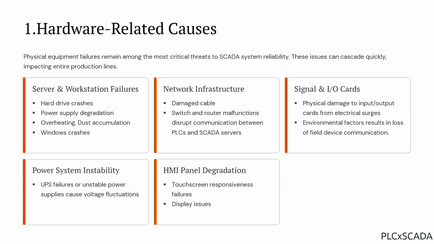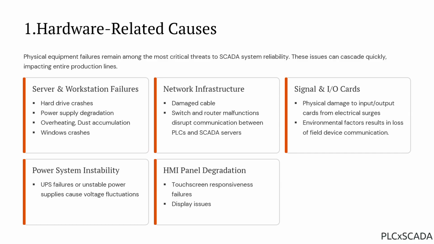The third point is signal and IO cards. An IO card may be damaged due to electrical surge. We know that when mechanical modifications are going on in the industry, they may use welding without turning off the control panel or PLC, or there may be malfunctioning of the UPS or an unhealthy power system. It may cause electrical surge.